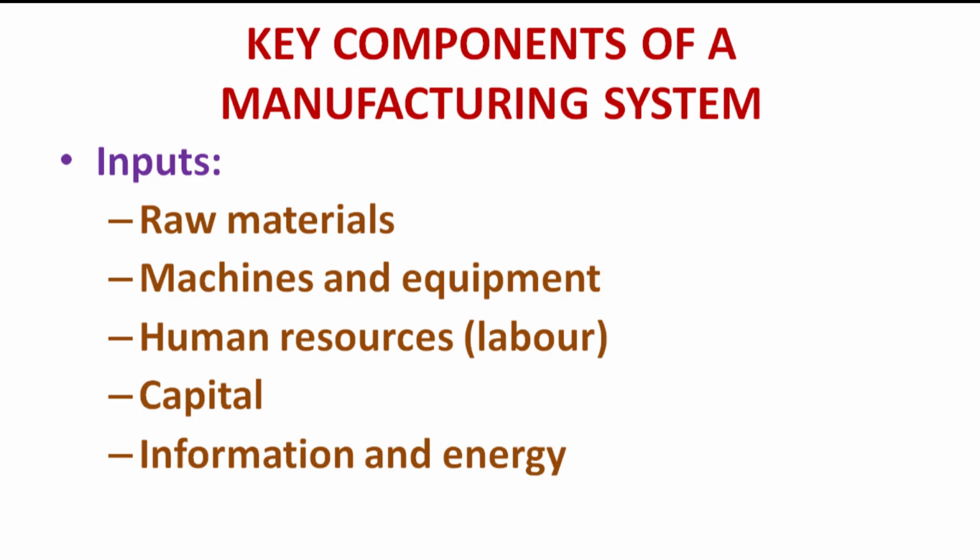Then information and the energy. That is another type of input, because energy, electricity, you need, or other sources of energy. Then information in terms of how much product you are going to make. You cannot make an infinite number of products, or you cannot make a very small quantity. It all depends upon the market situation. So that is why we have written the input as information.